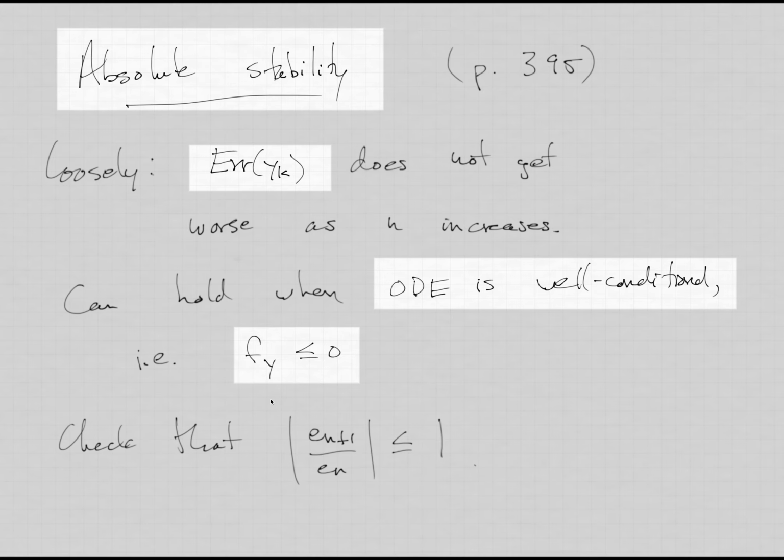So again, loosely, what we want to check is the error at stage n plus 1 compared to the error at stage n: is it no bigger? We'd like to see that the absolute value of the error at n plus 1 divided by the error at n is no greater than 1, so the error is not increasing. Okay, so we have to find a way to estimate this. Now, we can actually do this.